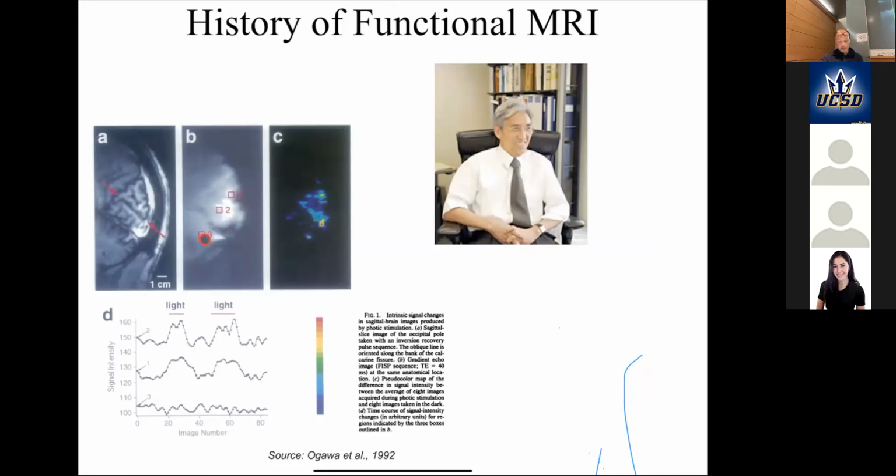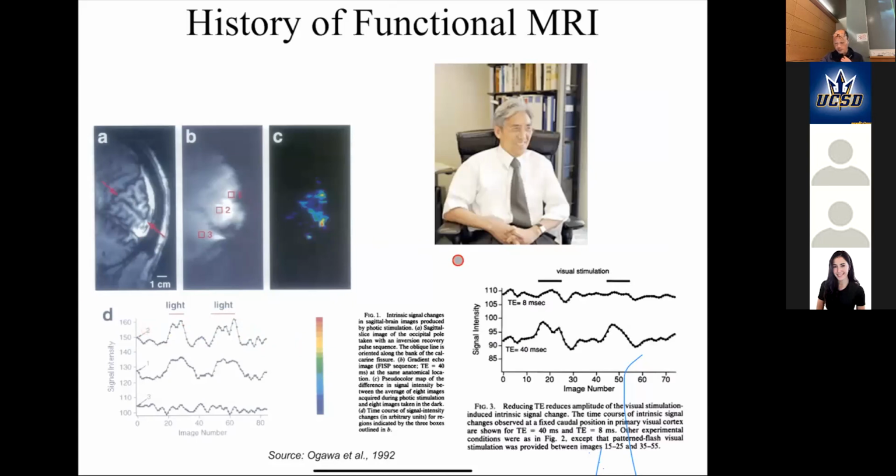And so in this case, they were just shining light and turning it off and on. What they noticed is if they looked at areas in the visual cortex, whenever there was light, the signal would go up. And then when they turned off the light, it would go down, and up and down. Okay, so simple experiment, but actually the first time they did it in humans.